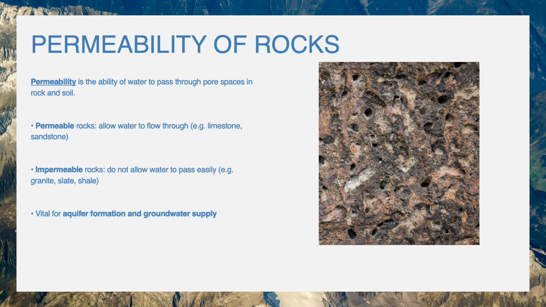Permeability is important because it affects groundwater. Permeable rocks can store and transmit water, which can form aquifers, whereas impermeable rocks can stop or slow the movement of water. An important exam note then is don't just say that water can go through rocks in the exams, rather say that water is able to pass through the pore spaces of the rock.